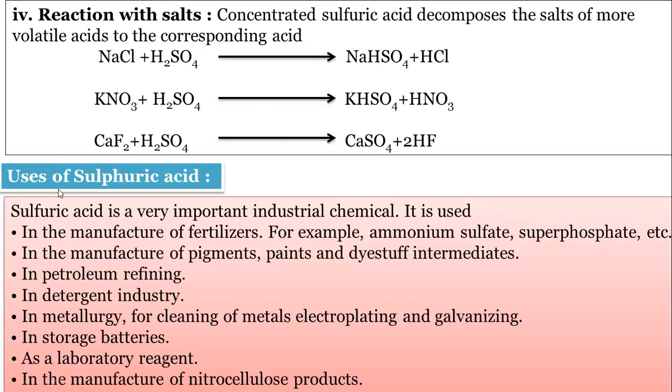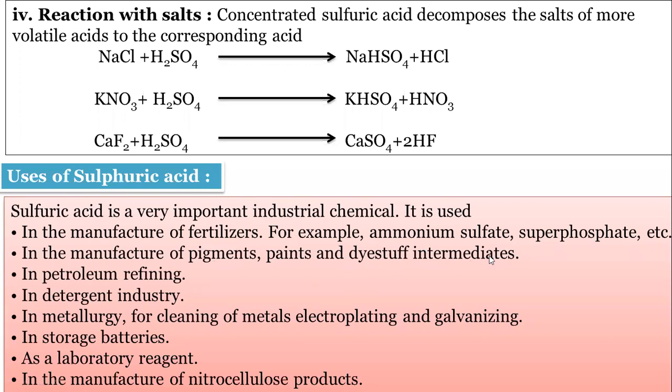Then I am coming to the uses of sulfuric acid. This is a very famous laboratory reagent. It is used in the laboratory. Also, it is used for the manufacturing of fertilizers. Which fertilizers? The names are given: ammonium sulfate and superphosphate. Fertilizers are prepared by using this sulfuric acid. Then it is also used in the manufacturing of pigments, paints, dyes, industries.